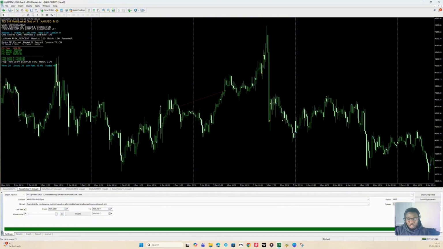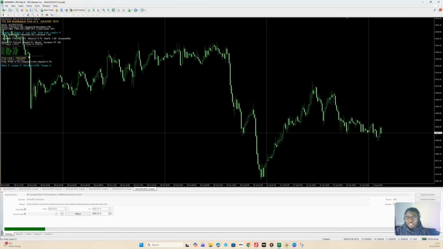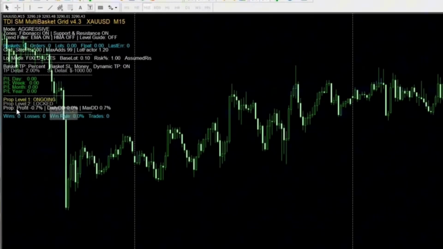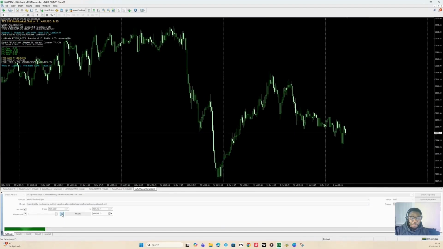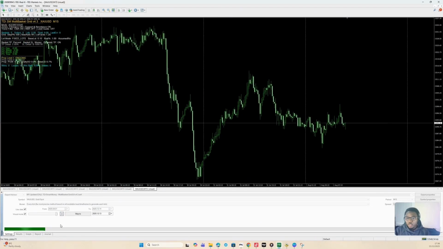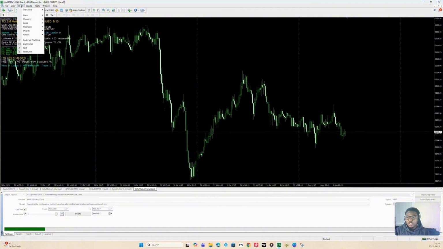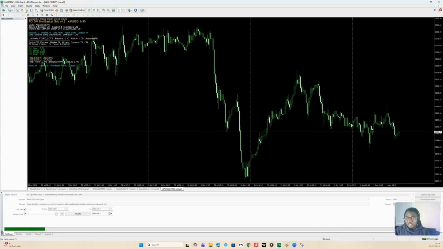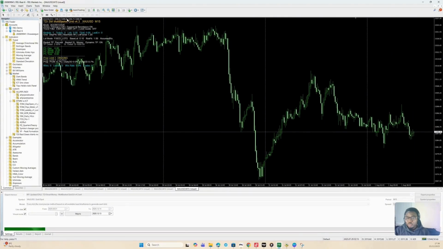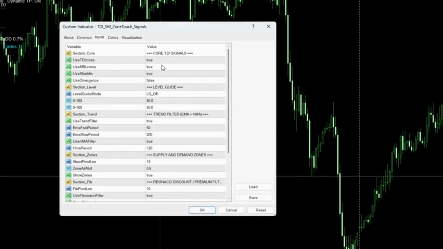Okay, so let me just start. What you can see now on the dashboard is level 1 is ongoing, level 2 is locked. So it is until you pass level 1 that level 2 will start coming in. So it can pass level 1 and fail level 2 depending on the drop down or whatever is going on. So let me also install the indicator, so you see how the indicator works on MetaTrader.